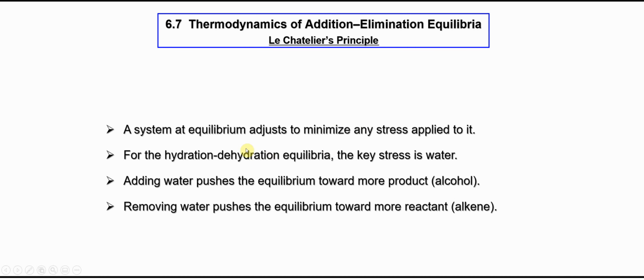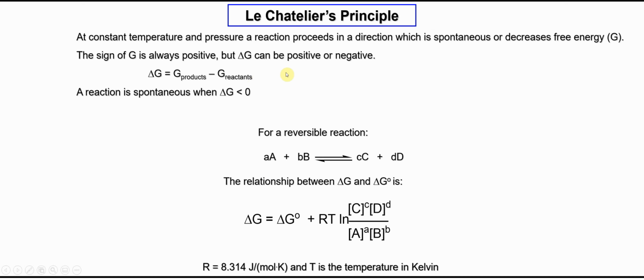Again, to summarize for this hydration and dehydration system at equilibrium: this equilibrium can be adjusted to minimize any stress applied to the system. In this kind of equilibrium, the water is the key stress. If you add in water, the reaction will be adjusted to produce more alcohol to the forward. If you remove water, the equilibrium will move towards the reverse direction to produce more alkene. This is about Le Chatelier's principle.